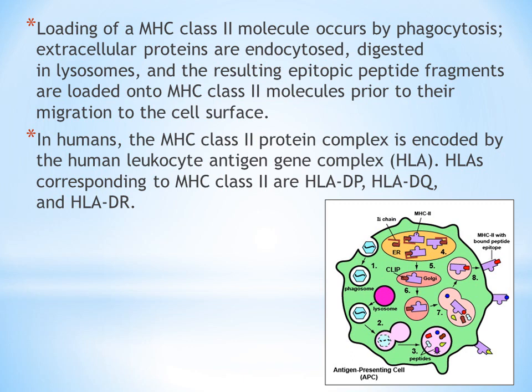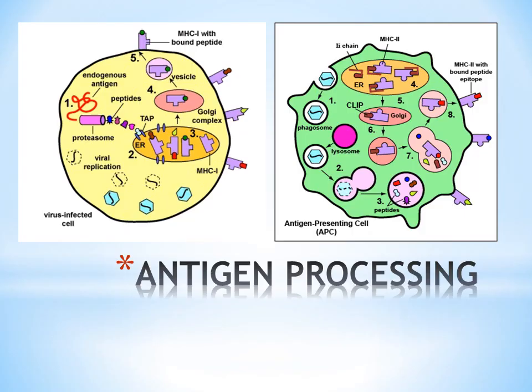Now through vesicle it is fused with the phagosome, and here the CLIP is removed, and instead of that the peptide is attached with the MHC class 2 molecule, and through exocytosis the MHC class 2 molecule gets attached with the surface of the antigen presenting cell. Now this antigen presenting cell has the MHC class 2 with bound peptide epitope.